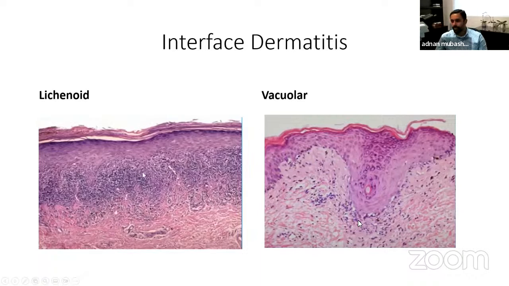So you still have some lymphocytes that are hugging the dermal epidermal junction, but the main pathology here is these small holes along the dermal epidermal junction, and hence the name vacuolar interface dermatitis. And this interface is basically the junction between epidermis and dermis. So you have vacuoles at the dermal epidermal junction, and hence the name vacuolar interface dermatitis.